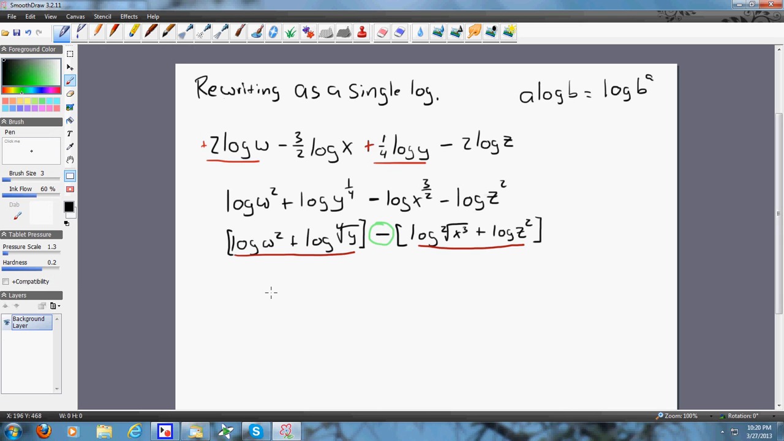And here's why this is all very interesting, because this becomes w squared times the 4th root of y over, that division becomes over the square root of x cubed times z squared. And there you go. Now you have your single log.